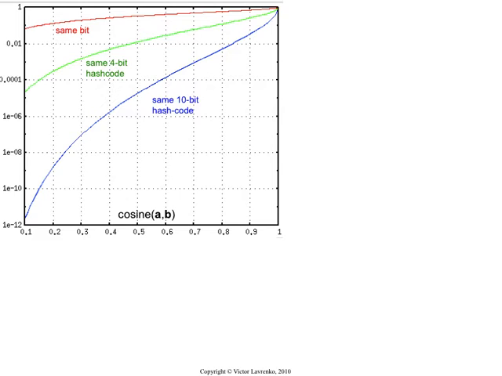And the red line is the probability that a randomly picked bit will be the same for documents A and B. And what you'll see is, yes, sure enough, if the documents are identical, you're guaranteed to have the same bit. So the probability is 1. And as the cosine decreases, as the documents get further and further away, you get a smaller and smaller probability for the bit being the same.